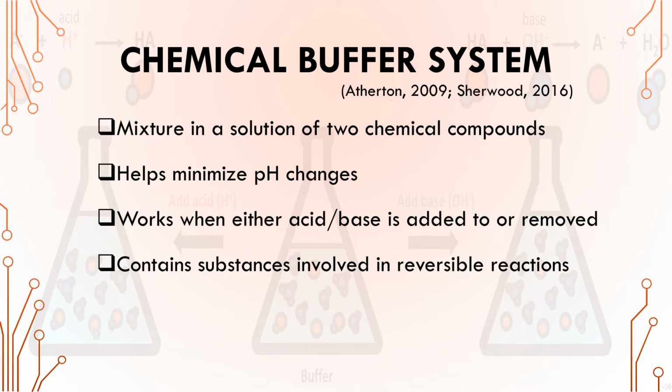Buffer systems contain a pair of substances, mainly those involved in reversible reactions. Reactions that are reversible make it possible for one of the substances to be able to produce free hydrogen ions as the concentration starts to fall, while another substance is able to bind to free hydrogen when concentration starts to rise.